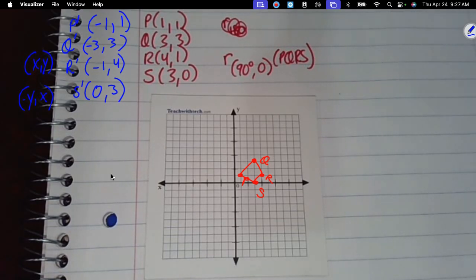Okay, now we plot our new points and we're done. How is this? I think it's easier than yesterday. Like if you follow, all you have to do is follow your rule. So I've got negative 1, 1. That's P prime. I've got negative 3, 3. Q prime. I've got negative 1, 4. R prime, and 0, 3. Kind of did those.